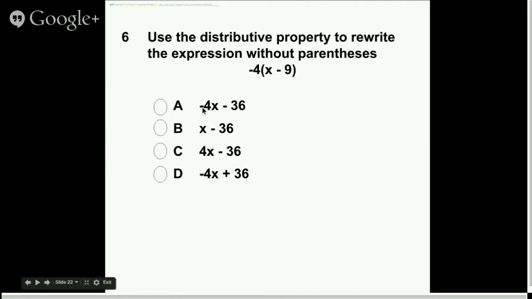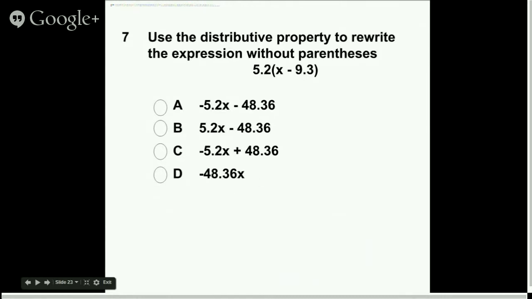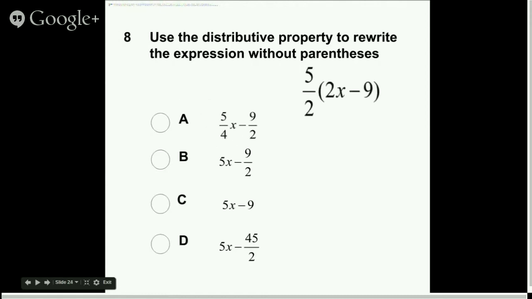Okay, the correct answer is negative 4x plus 36, so D. Try this one. So the only one with a positive 5.2 is this one, okay? And then negative 48.36, 5.2x minus 48.36. All right, try this one. This one will take a little longer. Go ahead and pause it.